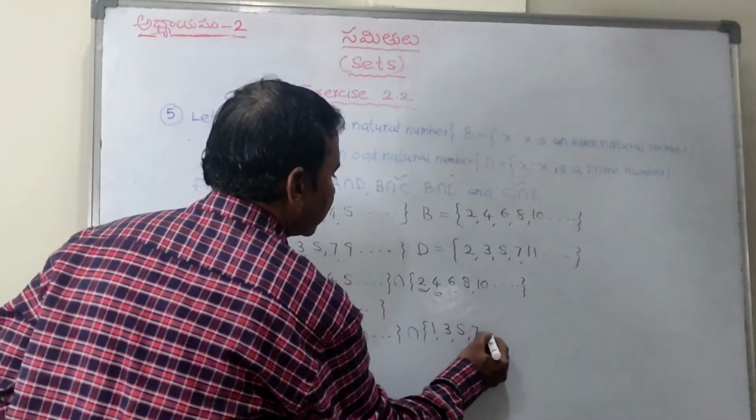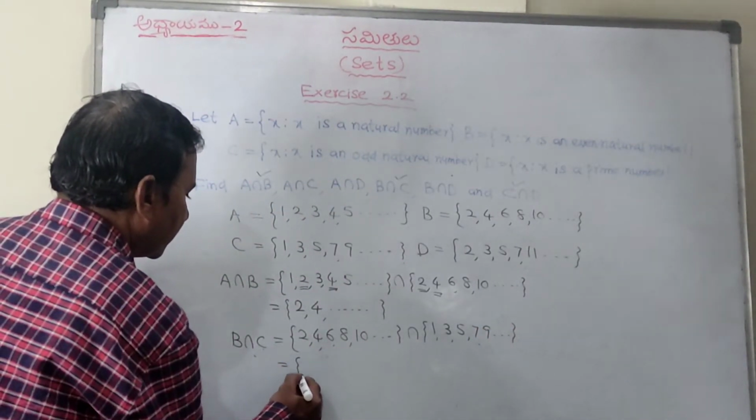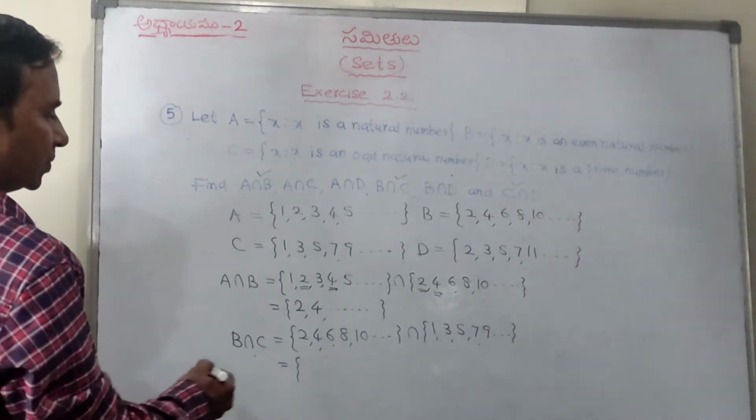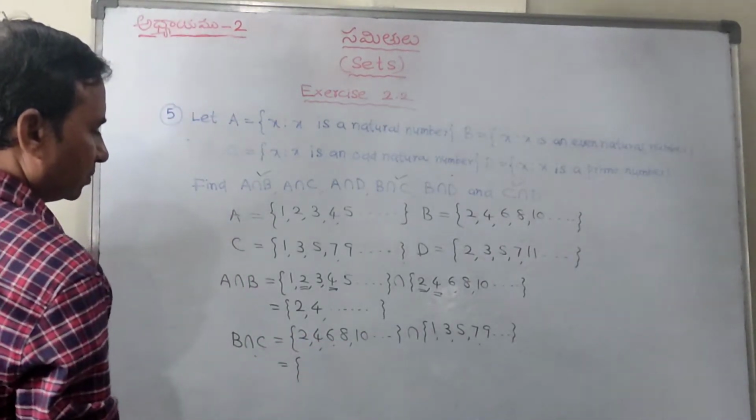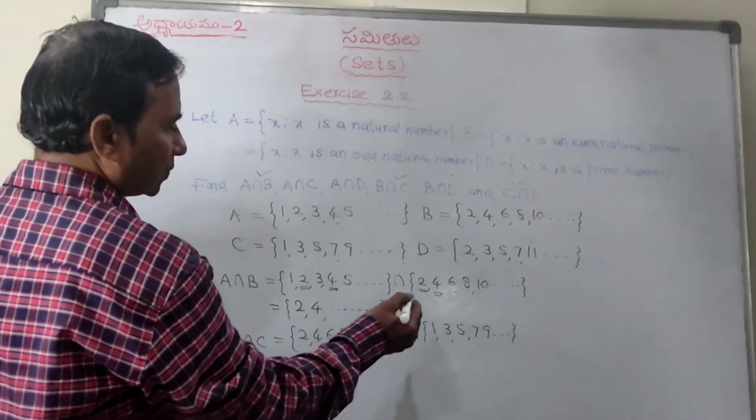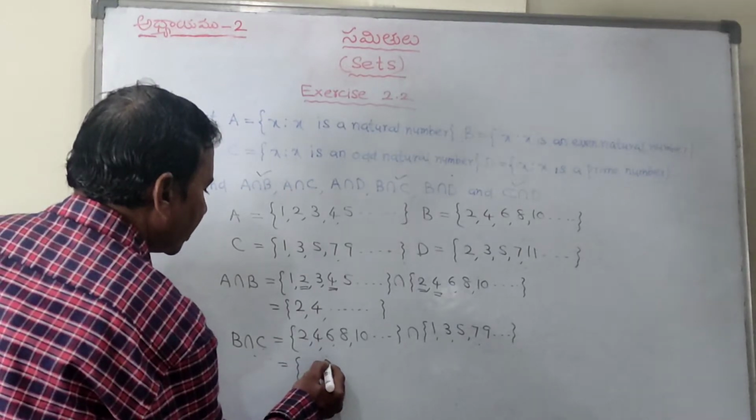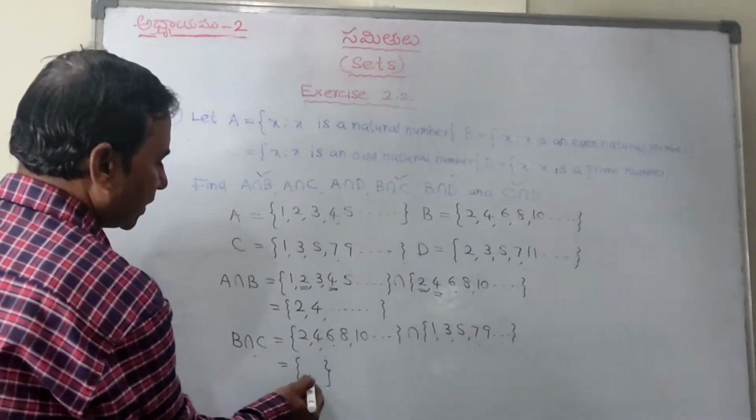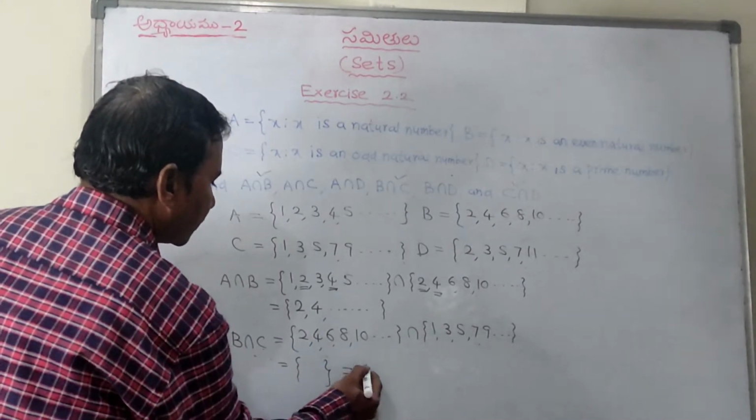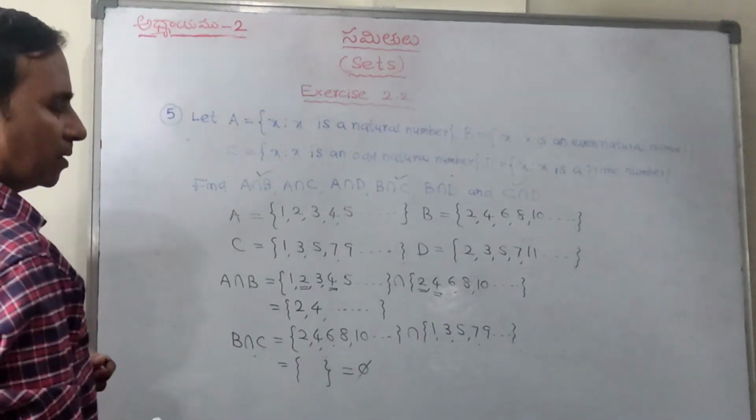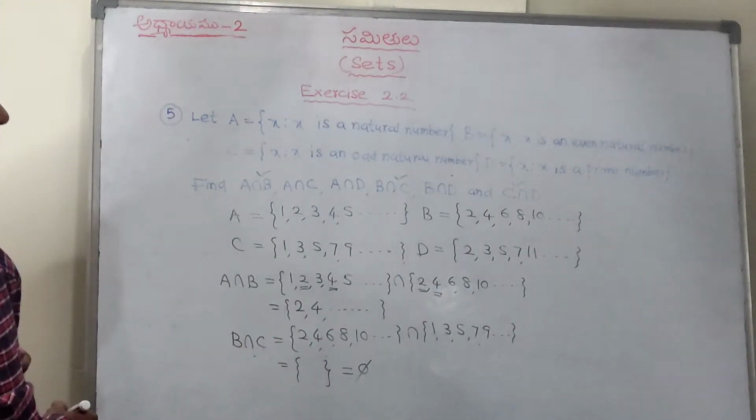1, 3, 5, 7, 9, and so on. Are you seeing any common elements in both of them? No. These are even, those are odd, so we won't get any common elements. If we don't get common elements, there will be nothing in the set. That is nothing but the empty set, represented with the letter pi. So B intersection C is equal to pi.